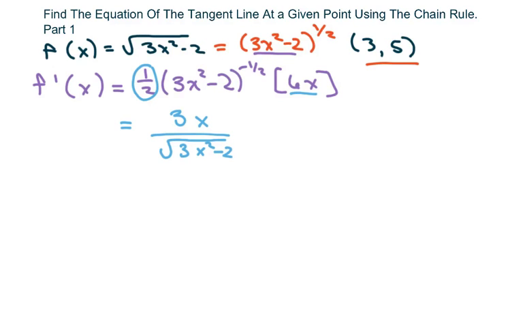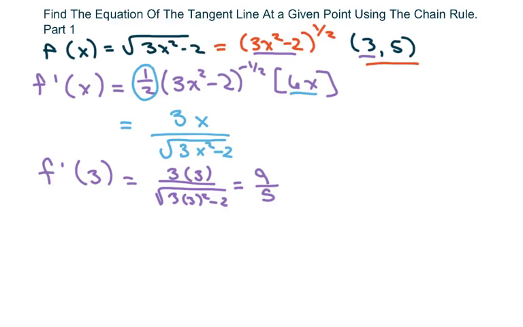So when you evaluate your x, you get your slope. So we're going to evaluate the derivative at 3. And when you plug in 3, it's 3 times 3 over square root of 3 times 3 squared minus 2. And that's going to give you 9 over 5.